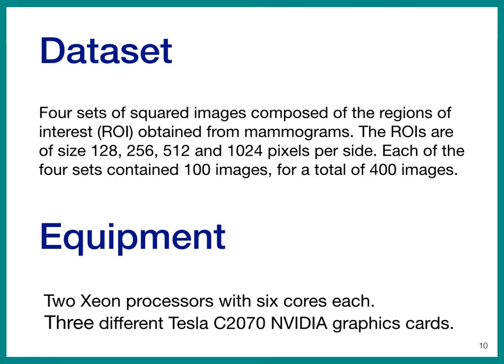For datasets, we used 4 sets of squared images composed of the regions of interest obtained from mammograms. The regions of interest are of size 128, 256, 512, and 1024 pixels per side. Each of the four sets contained 100 images for a total of 400 images. For the equipment, we used two Xeon processors with 6 cores each, and also 3 different Tesla C2070 NVIDIA graphics cards.